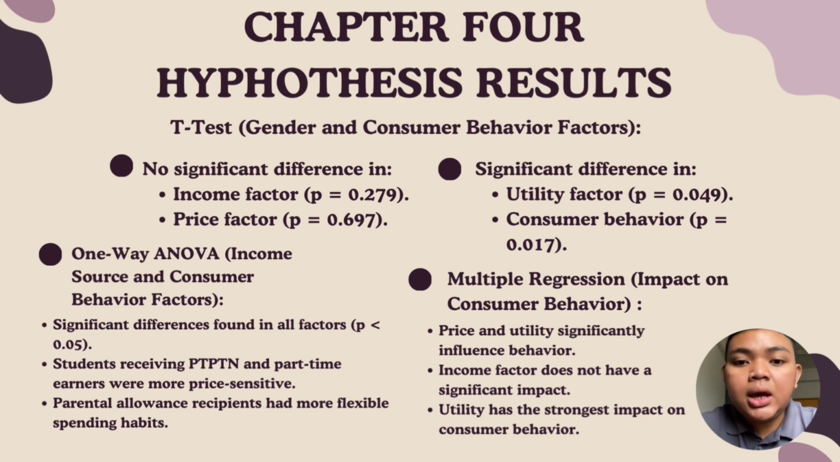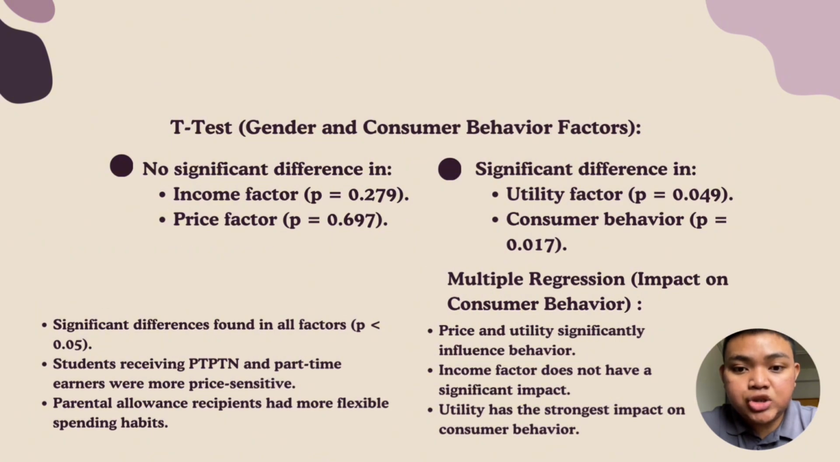In summary, Chapter 4 provides a detailed analysis of how gender, income sources and other factors influence consumer behavior among UUM students. Gender significantly affects utility and consumer behavior, while income sources shape financial priorities like price sensitivity. Utility and price are the stronger predictors of consumer behavior, whereas income levels do not directly influence purchasing decisions.